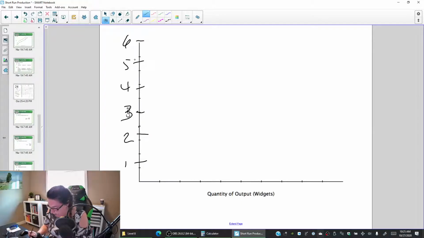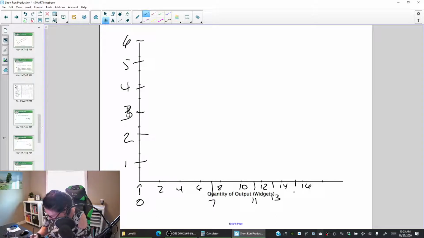Okay, so quantity of output. Again, we are going to be plotting not the number of labor like we did with productivity, but the number of units or total product that we produce. So 2, 4, 6, 8, 10, 12, 14, 16. And when we look at our output, we had a 0, we had a 6, we had a 7, we had 11, and a 13, and a 15.